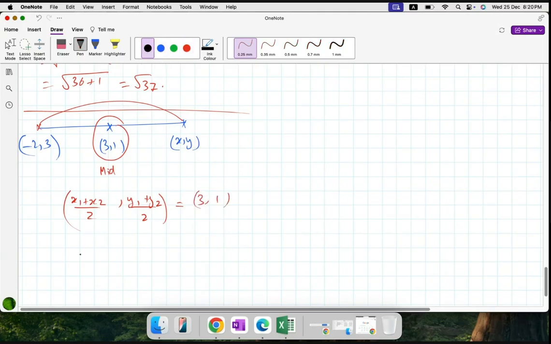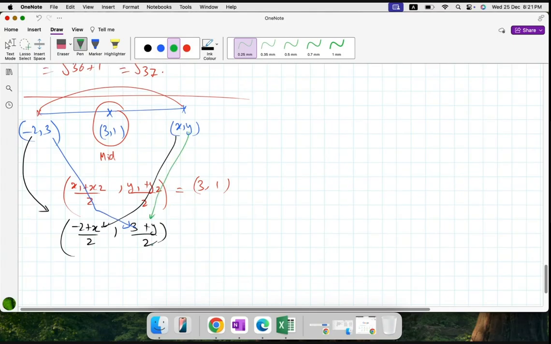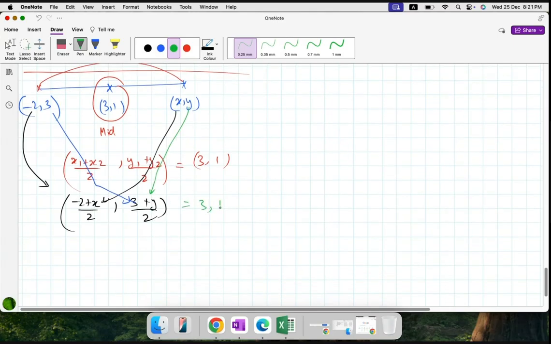I'm just substituting the values. The first value is known, minus 2, the other is unknown, over 2. The first value is known, 3, and the other is unknown, over 2. See, x1 and x2, then we are getting y1 and y2. Now this is equal to the given midpoint. This time the coordinate is missing and the midpoint is given. So x coordinate equals x coordinate and y coordinate equals y coordinate.